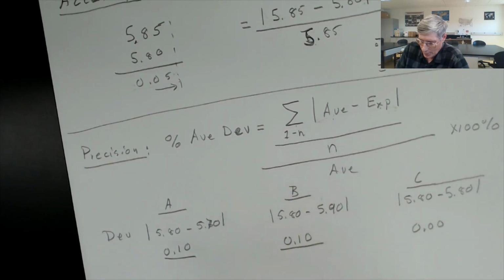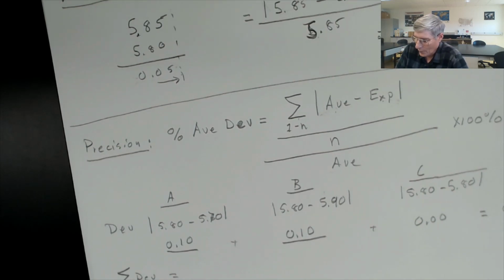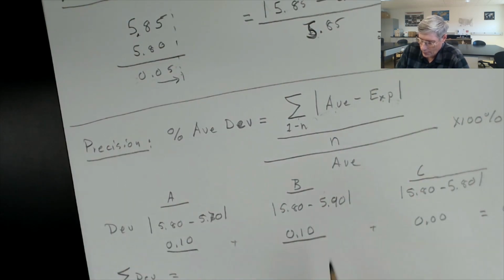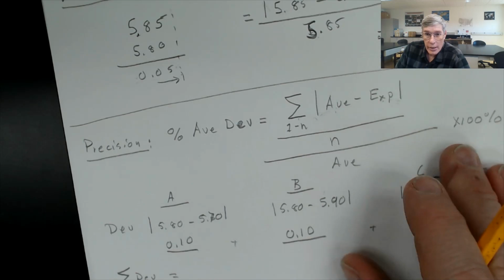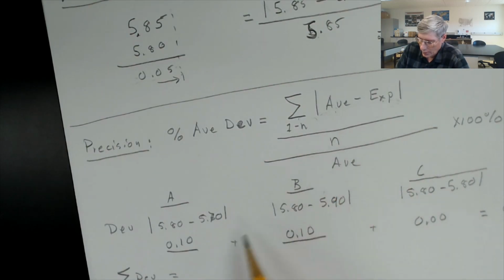Now we're going to do the summation. So to sum your deviations, we just add these 3 together, and that comes out to 0.20. Okay, so that was the sum of all our deviations from the average. Now we've done this part of the calculation. We need to average that. That is where we divide by the number of trials.